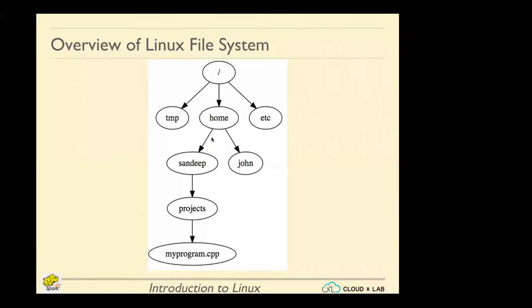In Linux, everything is a file. Except for folders, everything is a file. Even a device like a hard disk is a file, the mouse is a file, the sound card is a file, and even the process details are kept in files.